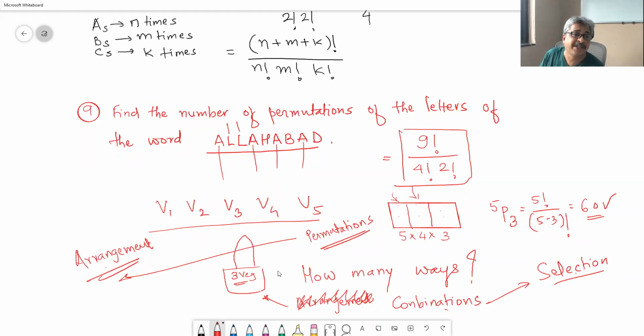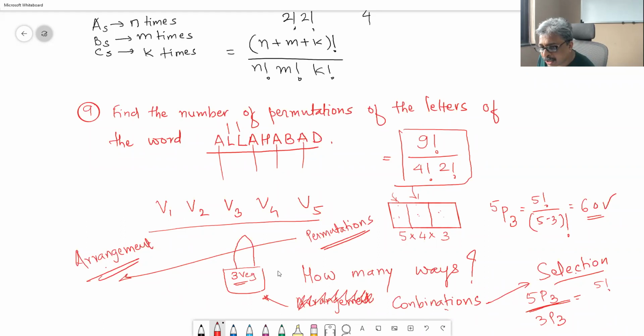I am supposed to arrange them. That goes with permutation. If I have already found the answer for permutation and I am not worried about the sequence, then these 3 can permute amongst themselves in 3 factorial ways that I am not interested in. Therefore, the 5P3 answer that I have should be divided by 3P3. There are 3 places, 1, 2, 3, and therefore 3 factorial permutations I am not interested in.